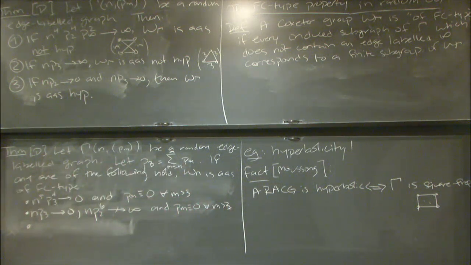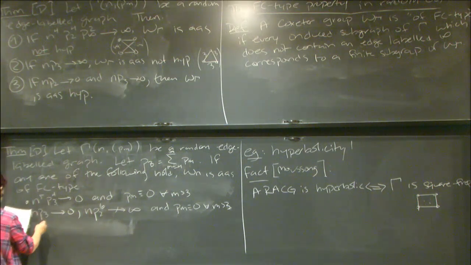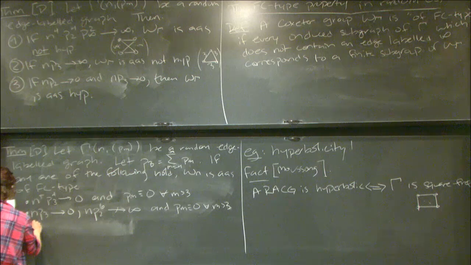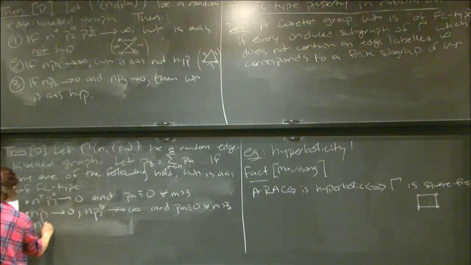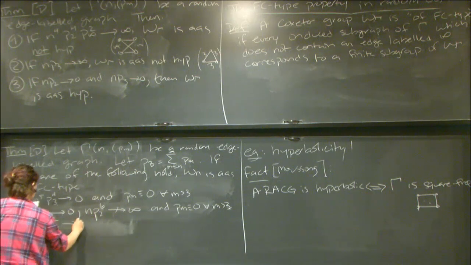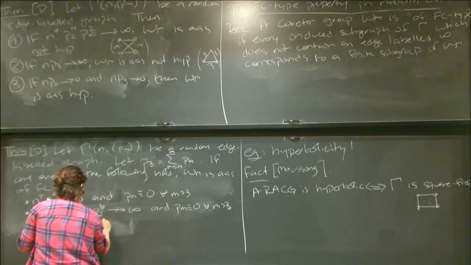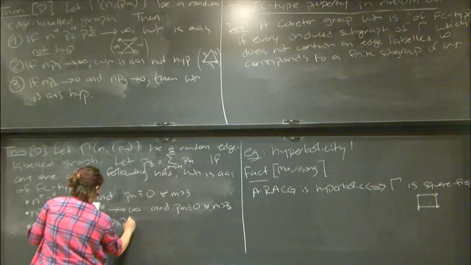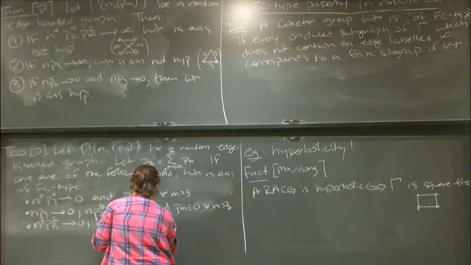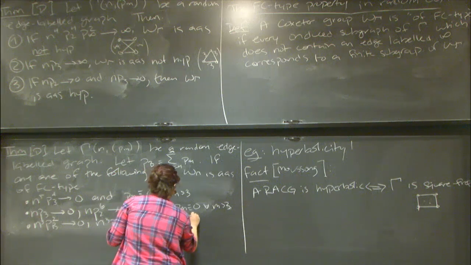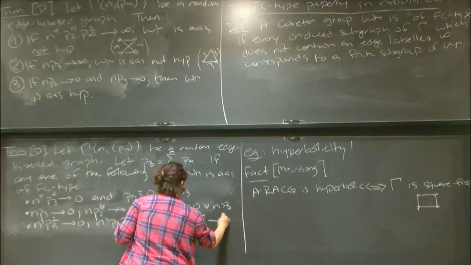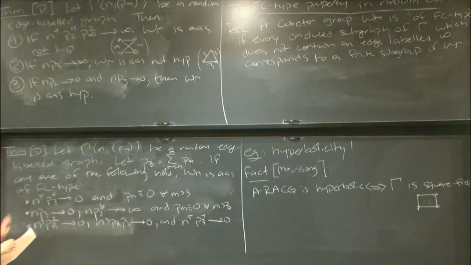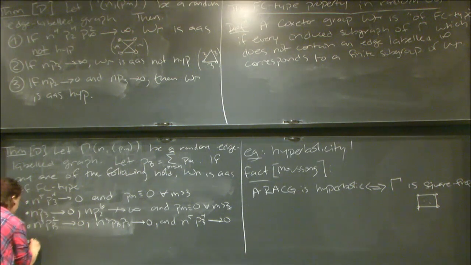Okay, but sometimes we want to have some big labels in there. We're not going to be able to have too many, just because of what the property is, but we want to be able to have some. So if n cubed p_b squared goes to 0, and n cubed p_b p3 goes to 0, and n to the 5th p3 to the 4th goes to 0, it's also going to be asymptotically almost surely of FC type.